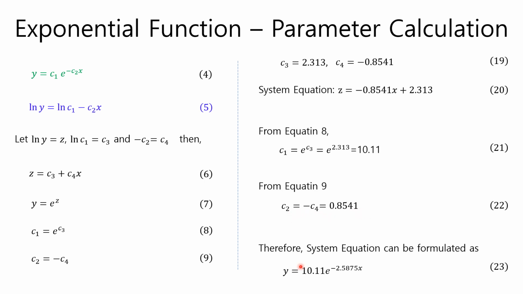Therefore, the final result system function of curve fitting using the least squares method can be expressed as equation 23 by substituting C1 in equation 21 and C2 in equation 22 into equation 4. Equation 23 is the system function that is the final result we want to find. Although the system function is nonlinear, we were able to use the least squares method by taking the natural logarithm of both sides and obtain the system function for the nonlinear function.